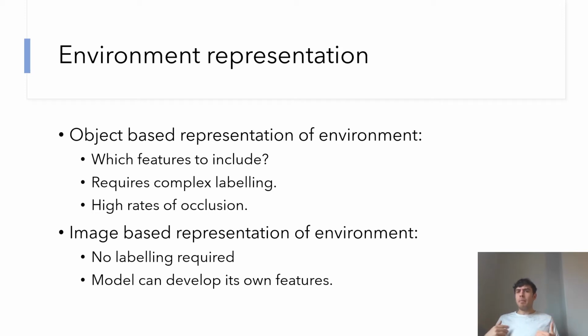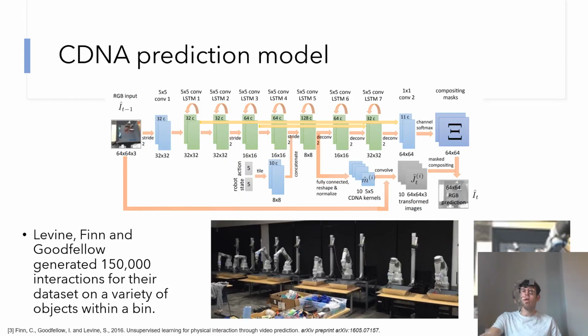So then we sort of step back and we started to think about, okay, well, what about if we just tried video prediction? It doesn't need any labeling, and then the model can develop its own features. So that's the road we decided to go down. And when you consider video prediction and robot pushing, you come to the convolutional dynamic neural advection model presented by Chelsea Finn, Ian Goodfellow, Sergey Levine. It's been adjusted slightly over the years, but basically it's the same concept.